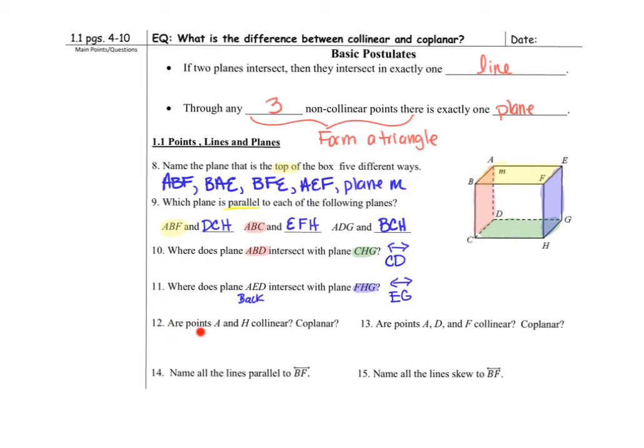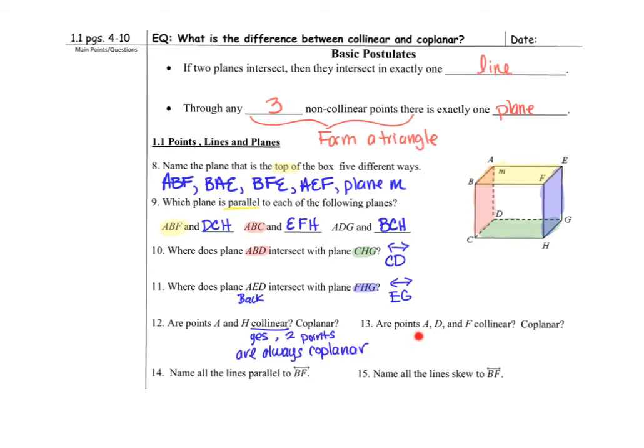Looking at number 12, we're going to look at points A and H and figure out if they are collinear and if they're coplanar. So remember, collinear means that they lie in the same line, and coplanar means they're on the same plane. So if we look at A here and H over here. Remember, if you have any 2 points and you can draw a straight line through them, that means they're collinear. So they are collinear, and then 2 points are always coplanar.